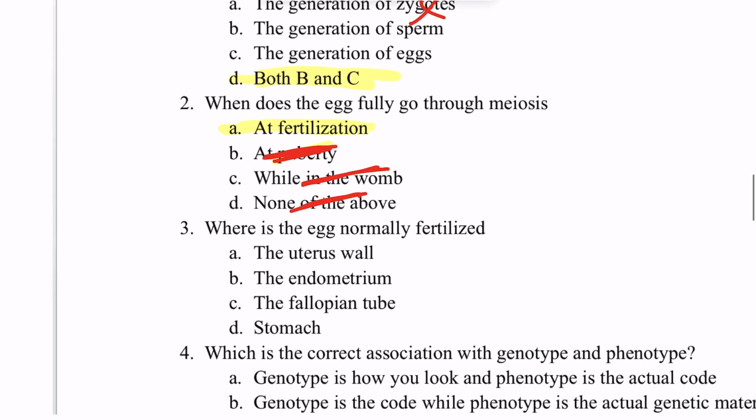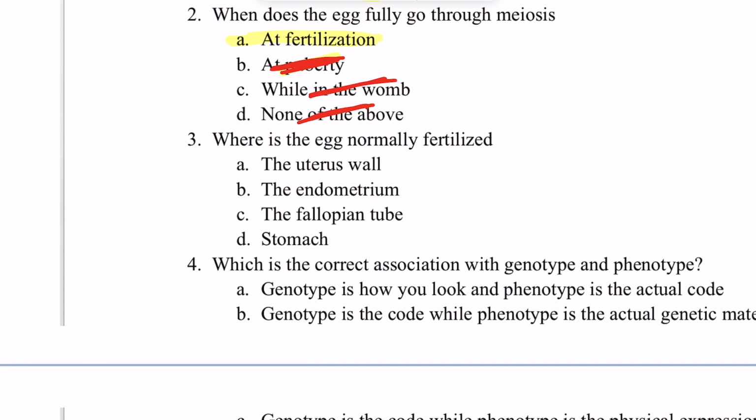Okay, so for number 3 is, where is the egg normally fertilized? Key here is normally. Normally it's the fallopian tube, right? The egg is actually released into the abdominal cavity. And hopefully it makes its way to the fallopian tube. Sometimes it doesn't. And that would be considered an ectopic pregnancy if that egg got fertilized outside of the fallopian tube, which is pretty harmful to the carrier, the mother. But normally, eggs are fertilized in the fallopian tube.